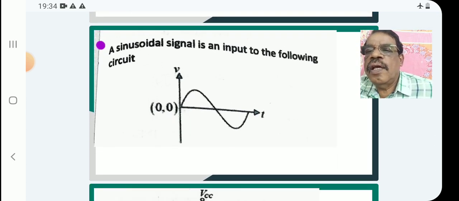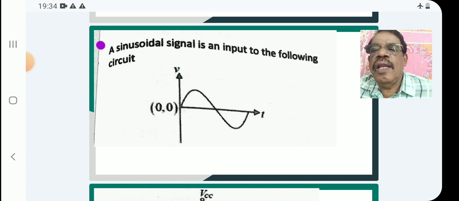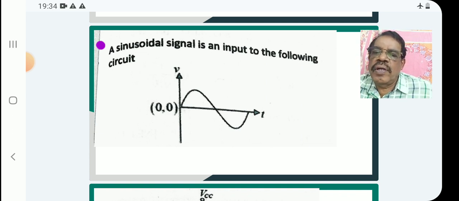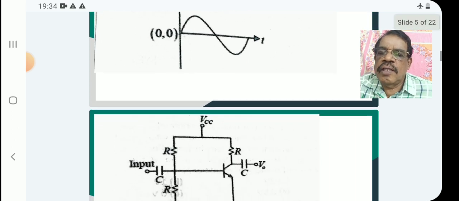Next question. A sinusoidal signal is an input in the following circuit.